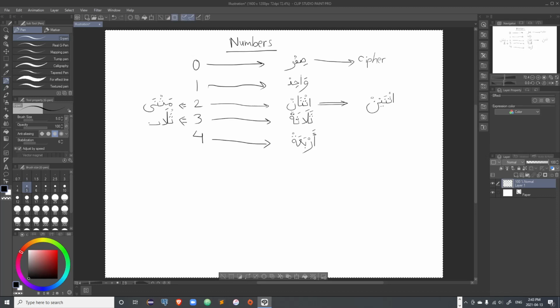ثلاث. I apologize if the dots appear as dashes. For some reason I have difficulties drawing the dot on the graphics tablet. And رباع.